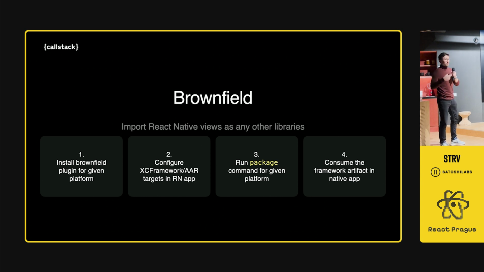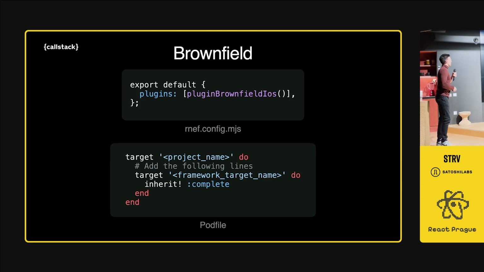for brownfield. You'll need to configure some stuff, some targets and code in your Xcode and Gradle to produce a framework, because we package all the React Native stuff, all your React Native app in a framework, so it's available to import in a native application. We're doing that through the package command, which is available with our plugin, and then we allow you to consume that framework in your native application.